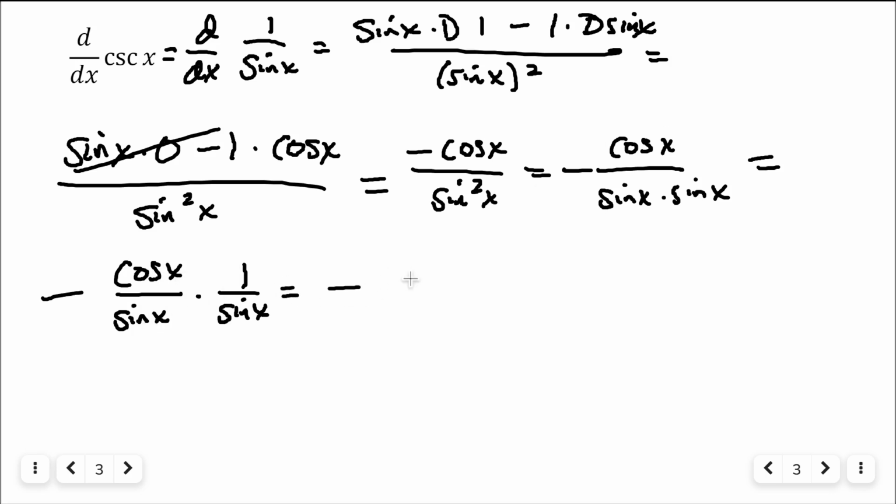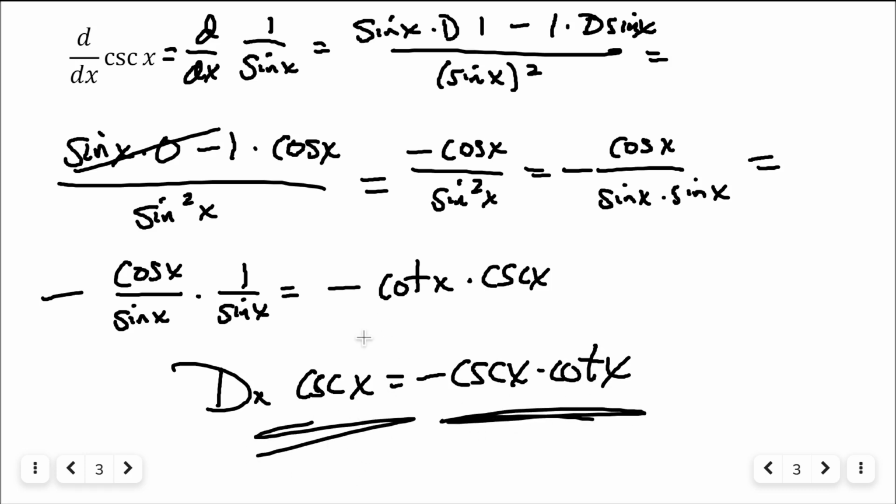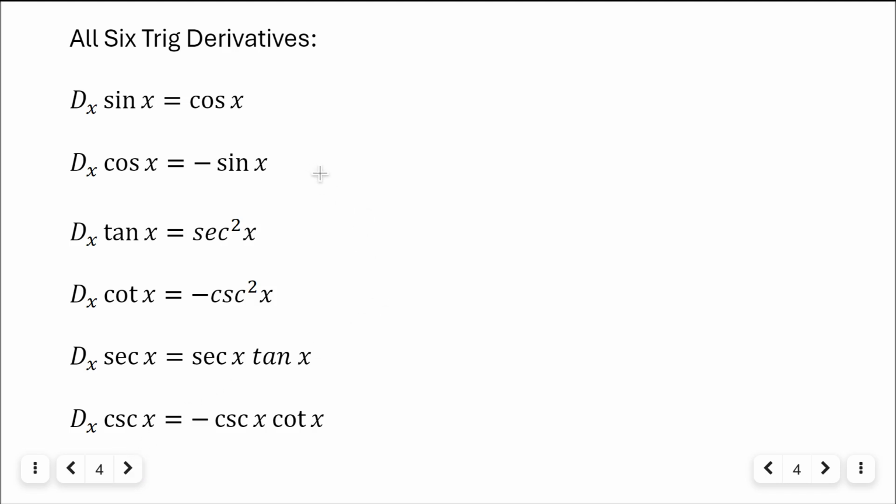So now cosine over sine, that's cotan, and 1 over sine is cosecant. So normally the way we see this is like this. The derivative of cosecant x is minus cosecant x cotangent x. We normally see them in the opposite order, but that's the rule. That is the derivative of cosecant x.